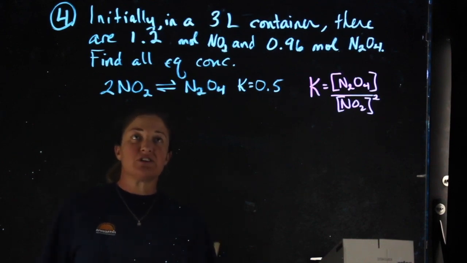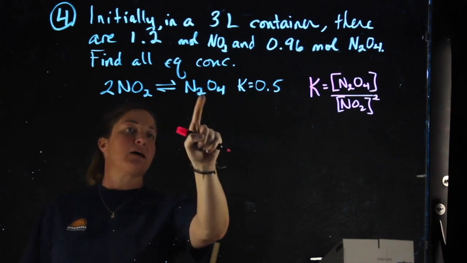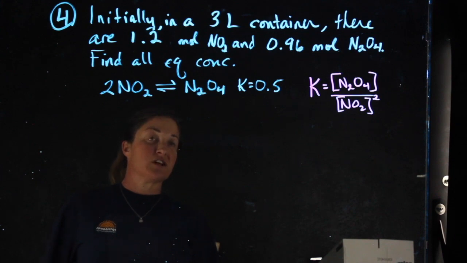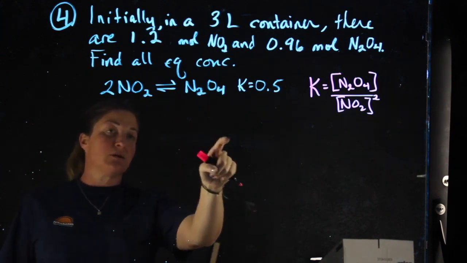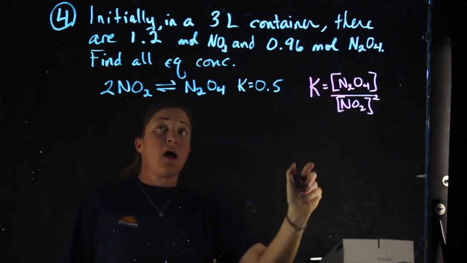Number 4, initially in a 3-liter container, there are 1.2 moles of NO2 and 0.96 moles of N2O4. We're going to find all equilibrium concentrations. We're given the reaction, we're given the K value. I've already written my equilibrium expression.